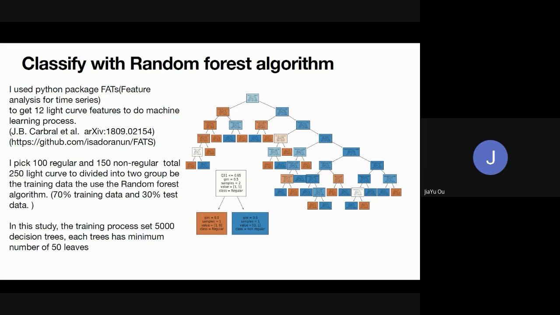I picked 100 regular and 150 non-regular light curves to label and input into the algorithm, and used this training data to classify our final results. I set the training process with 5,000 decision trees, and each tree has 50 leaves. Next.